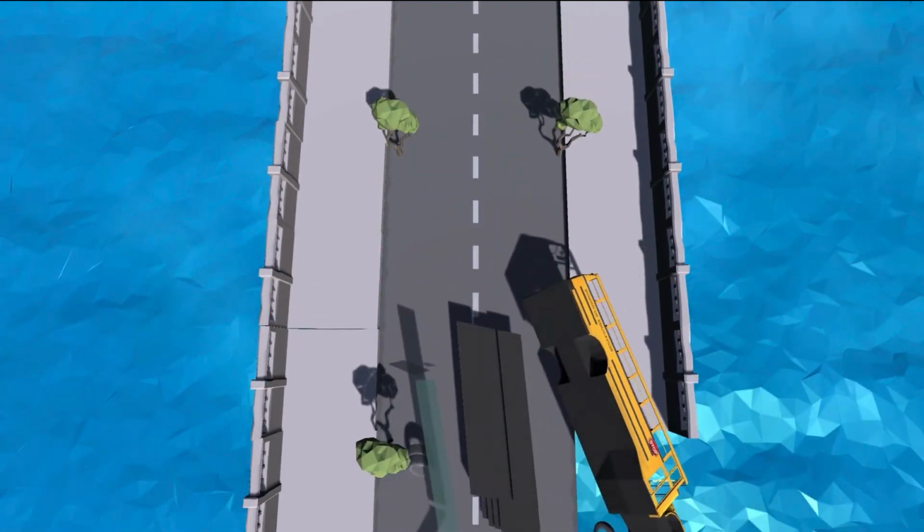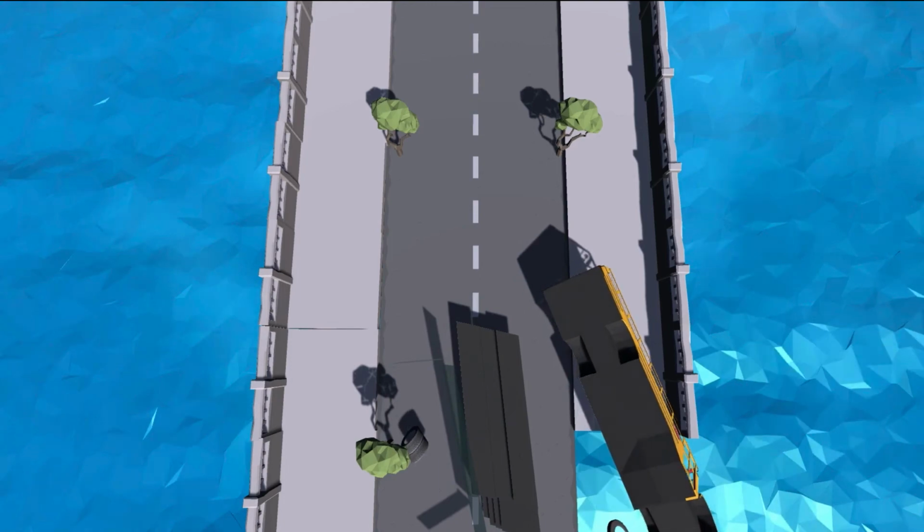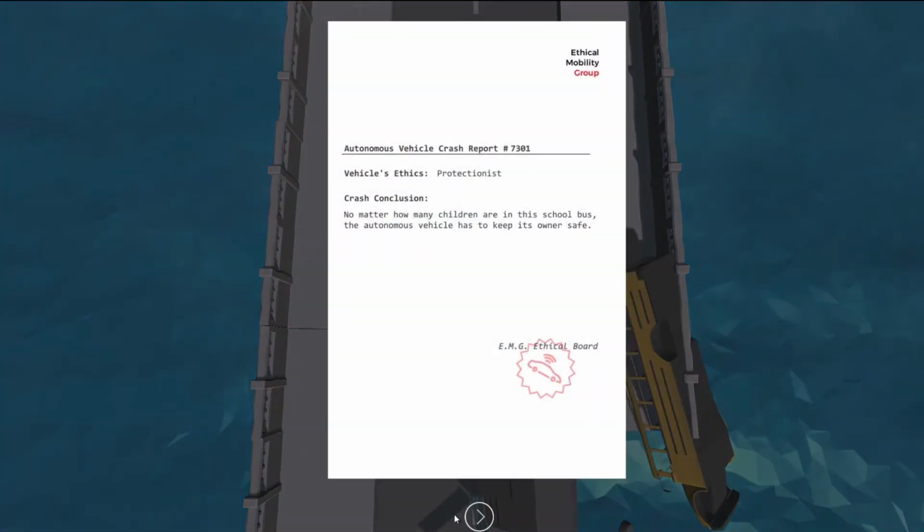With the car being safe, this makes this a lot more serious. We now have a school bus rolling off the bridge, correct? Let's look at what the crash conclusion would say on that. Protectionist algorithm, crash conclusion: no matter how many children are in this school bus, the autonomous vehicle has to keep its owner safe, right? So, as I was saying before, the severity and seriousness become much more visible now.